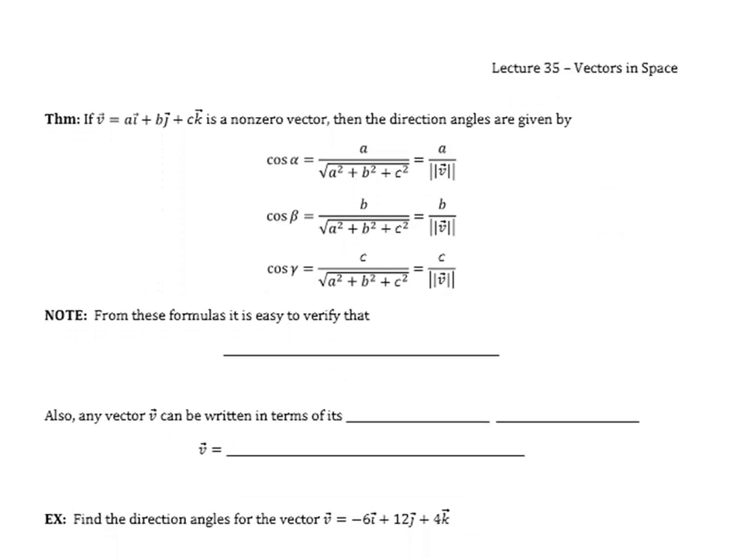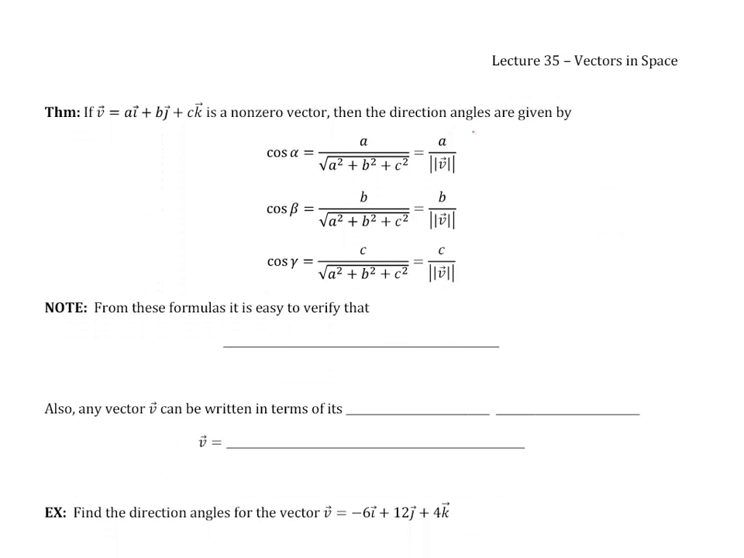And so it's going to also be true for the rest of these. You can do this exactly the same way with beta and gamma. So to find these direction angles, you'll use cosine of alpha equals a over the magnitude of v. Cosine of beta is b over the magnitude of v. And cosine of gamma is c over the magnitude of v.